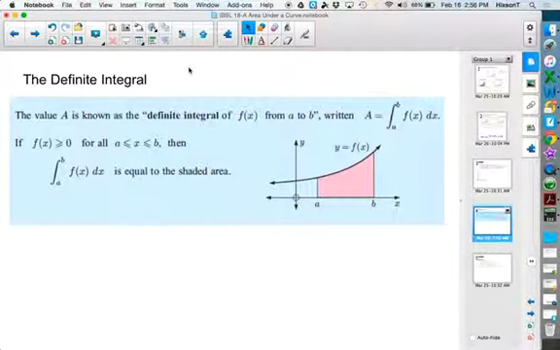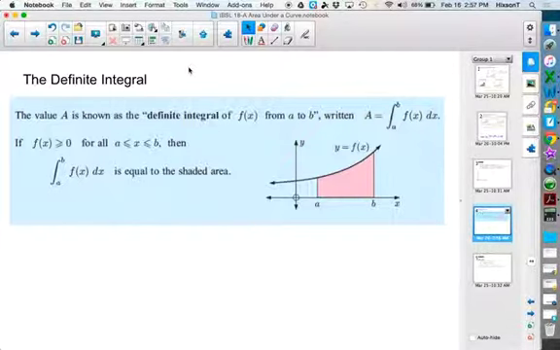That's what the integral symbol is: an elongated S for a sum, because we're summing up all the areas. It's the integral from a to b. Notice here the a is on the bottom and the b is on the top. You always put the left-hand bound, the lower value of x, on the bottom, and the higher value of x on the top. So b is on the top. And then it's of f of x dx.